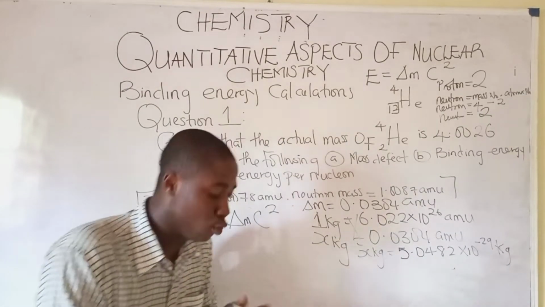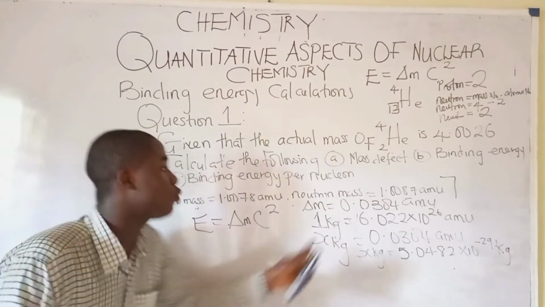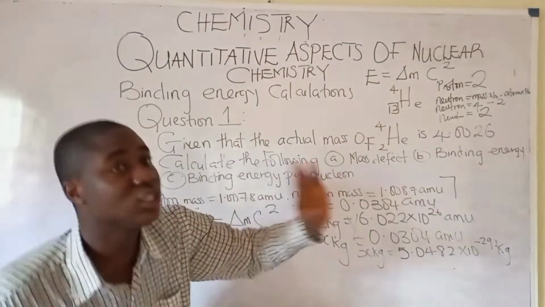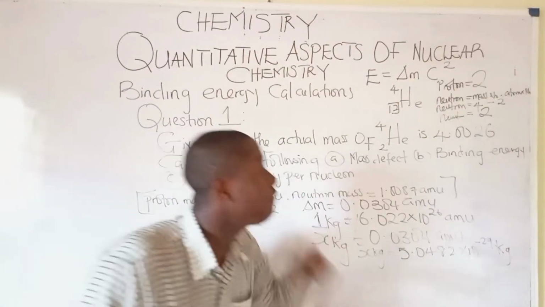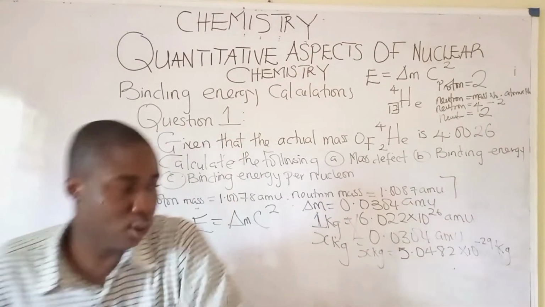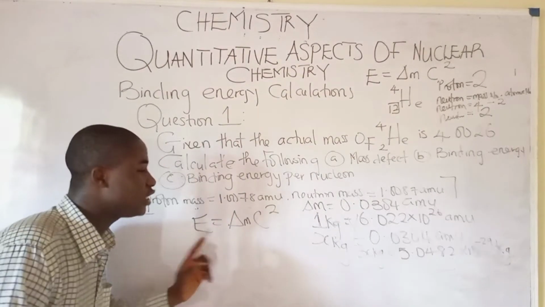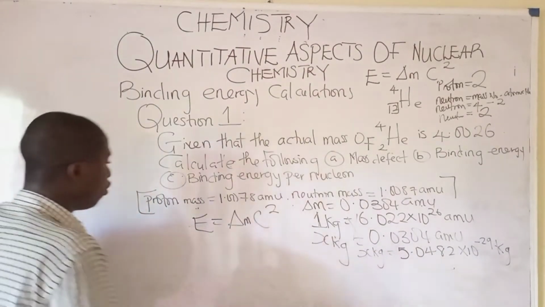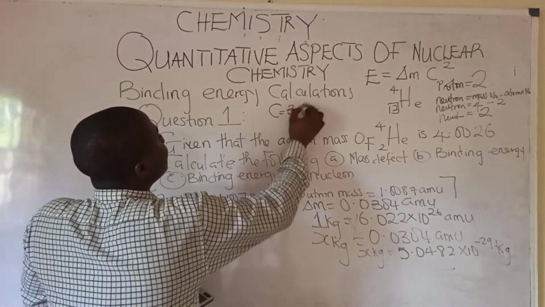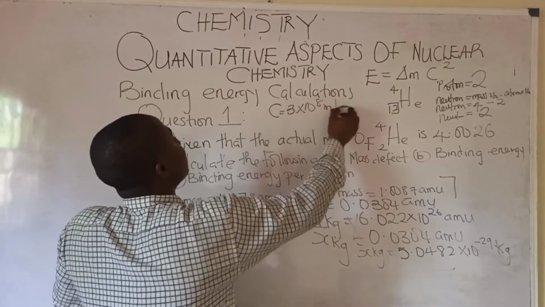Now, this is the value we are to input in the formula, not the one we got initially. It must be noted, whenever you are done solving for the mass defect by following those processes I gave, you will quickly convert that value from AMU to kilograms, because the binding energy here is in joules. It must be noted that the speed of light is c, and it is 3 times 10 power 8 meters per second.